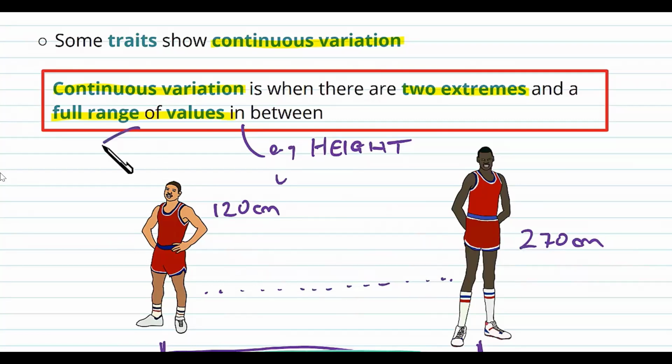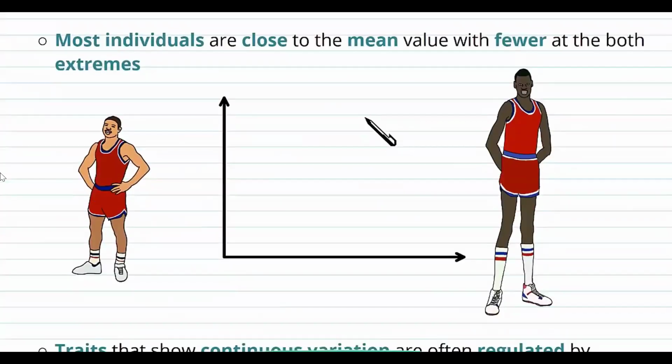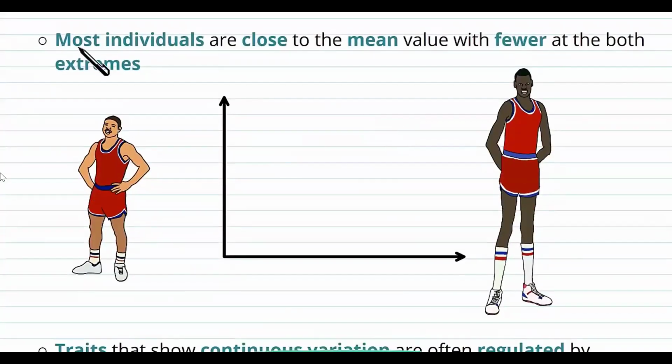Other examples are things like antigens on a cell. So for example, the different protein sequences, and the different numbers of antigens on the cell, the number of leaves on a tree, anything which can have any value between the tallest and the shortest, or the biggest and the lowest. And when we look at continuous variation in a population, most people tend to be close to the mean or the average value, and then at each end, where there's the extremes, there are less people.